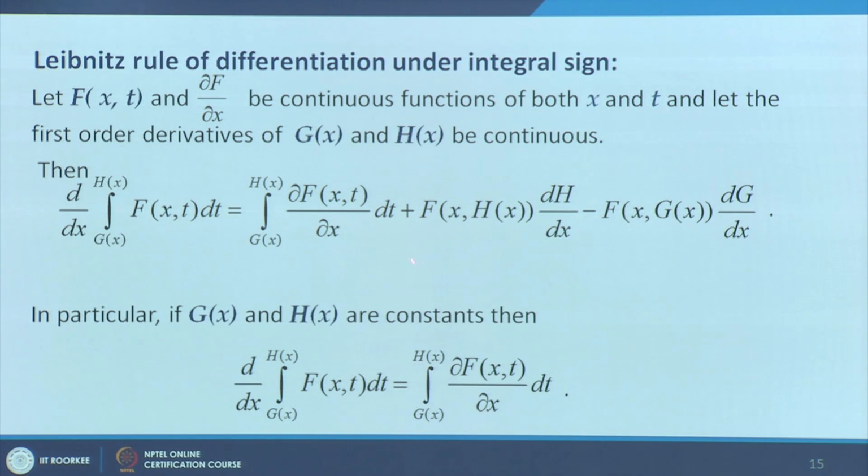Now, in particular, if g(x) and h(x) are constant functions, then what will happen? dh by dx and dg by dx will be equal to 0. So, this formula will then reduce to the derivative of integral g to h of f(x,t) dt with respect to x is equal to integral g to h partial derivative of f(x,t) with respect to x into dt.